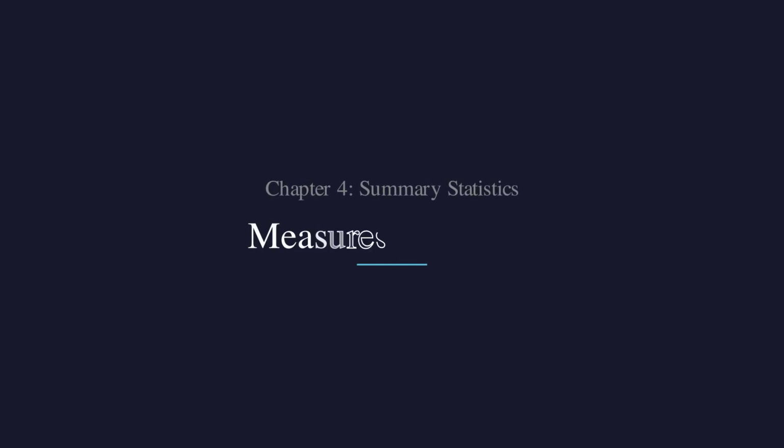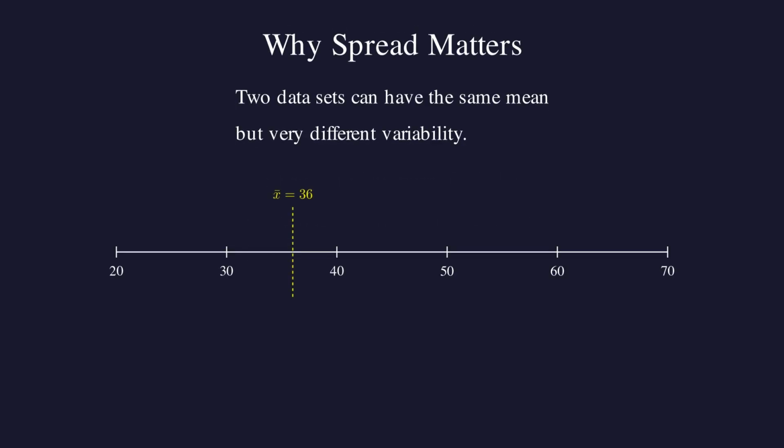Now we turn to measures of spread, numbers that tell us how much variability there is in our data. Consider air pollution measurements at 2 sites. Both sites have a mean of 36 micrograms per cubic meter, but look at how the data points spread out. Site 1 has values ranging from 24 all the way to 68, while Site 2 clusters tightly between 32 and 40. We would miss the dangerous high pollution days at Site 1 if we relied only on the mean.